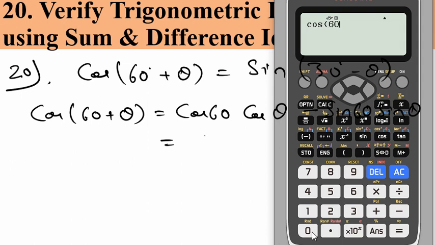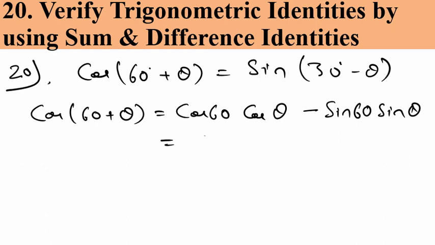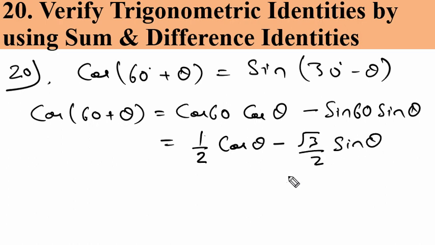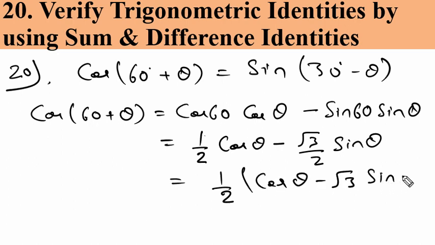Cos 60 degree is 1 over 2 and sine 60 degree will be square root 3 over 2, right? Okay, so now substitute the value, that is 1 over 2 multiplied with cos theta minus square root 3 over 2 sine theta, right? Now let's solve this one. If you want to further simplify this one, you can take 1 over 2 as a common factor outside, and you can write cos theta minus square root 3 sine theta. Okay, that will be your simplified expression.